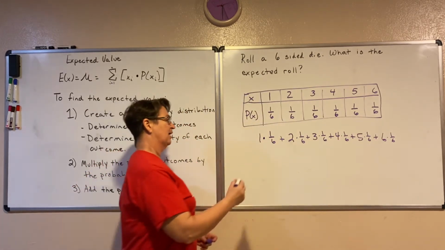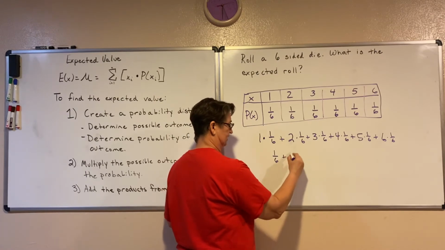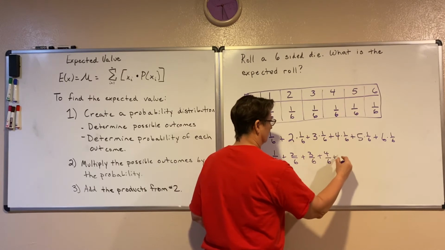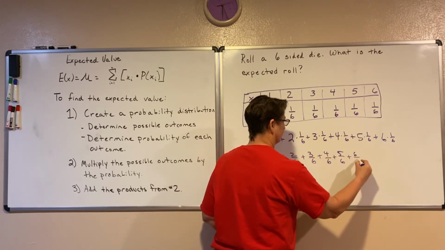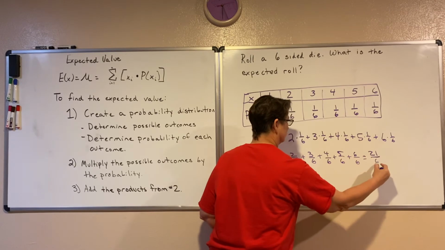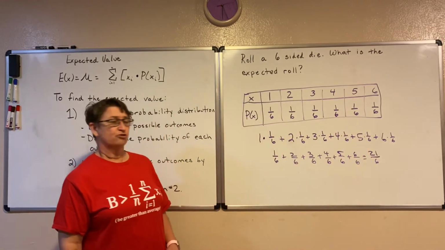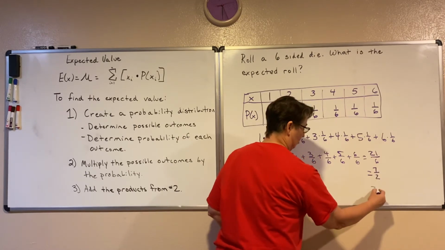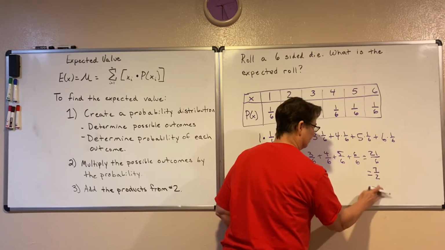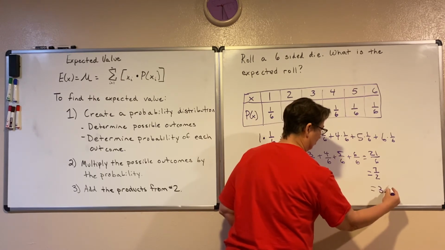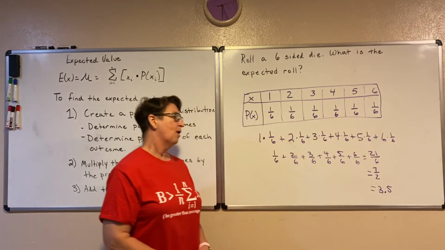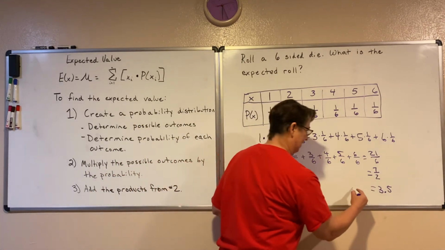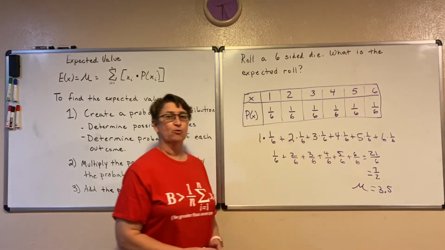So 1 times 1/6 is 1/6, plus that's 2/6, plus 3/6, plus 4/6, plus 5/6, plus 6/6, which equals 21/6. Do some reduction, reduce by 3, and I have 7/2. Or you could say 3 and a half, 3.5. So my expected value, or the average roll, would be 3.5. That would be my average roll.